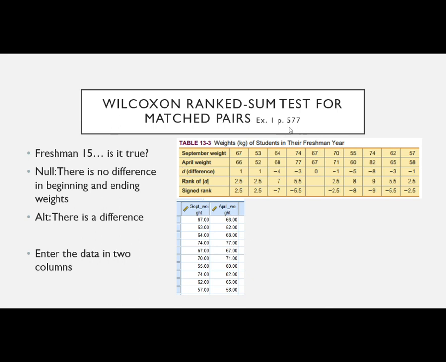Looking at the example on page 577, the freshman 15, is the claim that when you go off to college, you gain 15 pounds. We want to know, is it true? The null is that there is no difference in the beginning and ending weights for a group of individuals from September to April, and the alternative hypothesis is that there is a difference. Here we have the September weight and April weight. This is how you would calculate it if you were going to do it by hand, but we're just going to let the computer do it for us. I entered this top row for the September weight and this second row for the April weight.